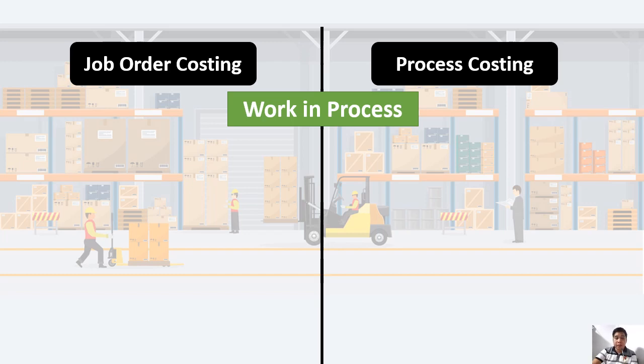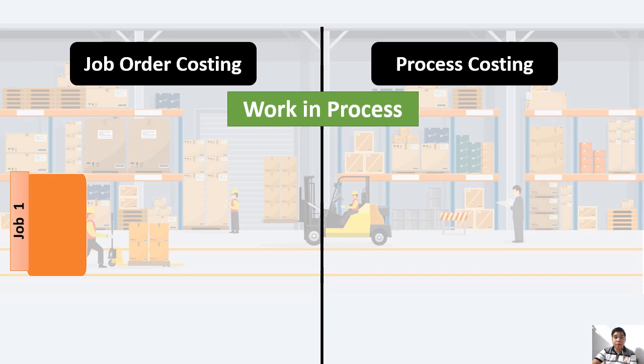However, with regards to the maintenance of work in process, magkaiba po sila. So, as a review doon sa ating job order costing system, kung ang control account natin ay work in process, so yung work in process na yan ay nahati into number of jobs. So, ibig sabihin, isang job, may sarili siyang work in process account.